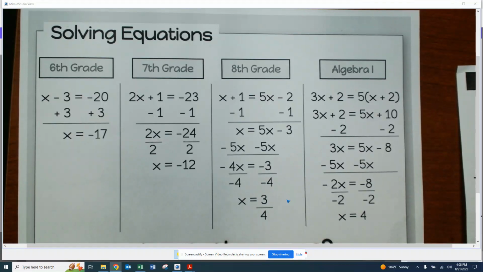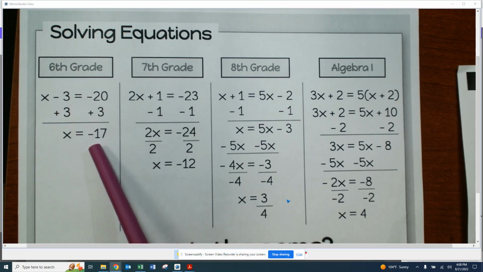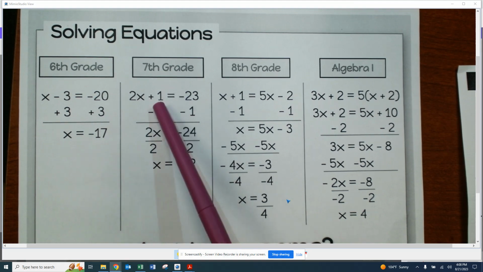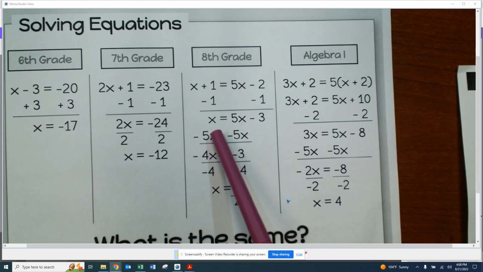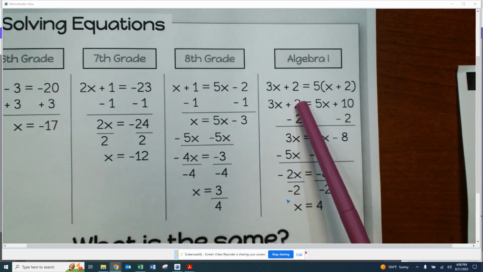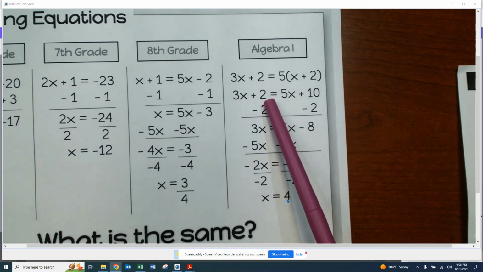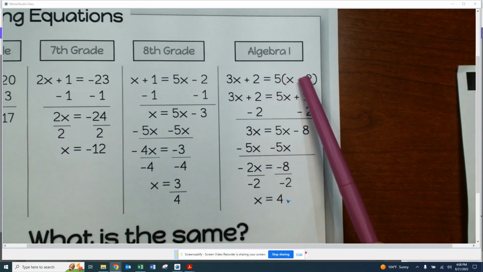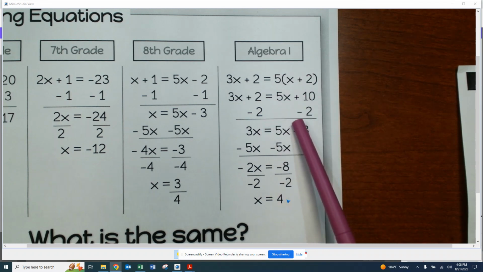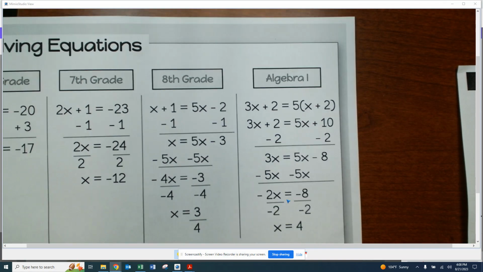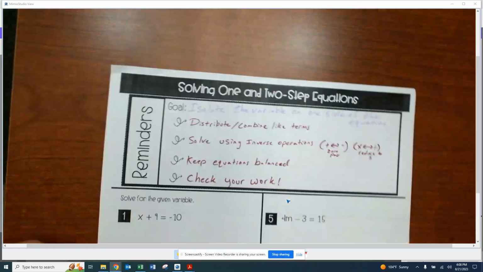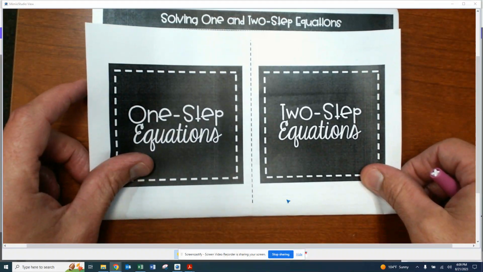We're going to start our next unit on solving equations. One thing that's important to note is that in sixth grade, we solved one-step equations using inverse operations. In seventh grade, we started two-step solving equations. Eighth grade, we started multi-step, so the x was on both sides. And in algebra, we're going to continue that trend, getting a bit more complicated. We're going to have the distributive property, variables on both sides, using multiple steps to go ahead and solve our equations. But first, a quick review on solving one-step and two-step equations.